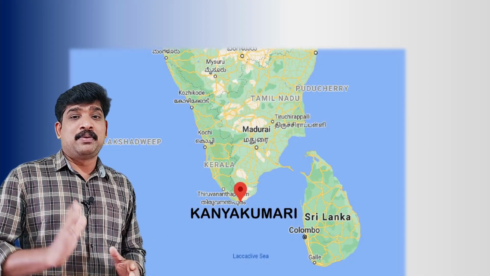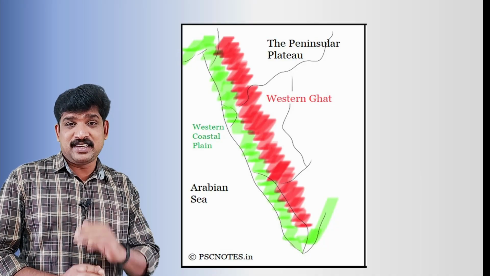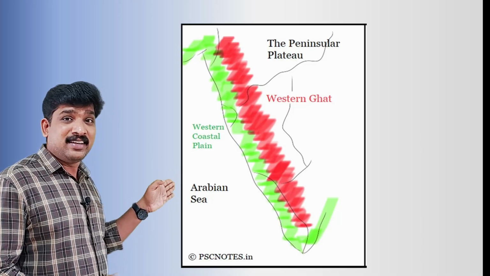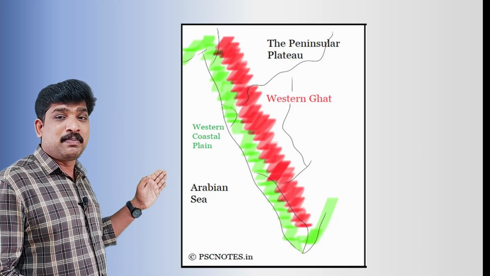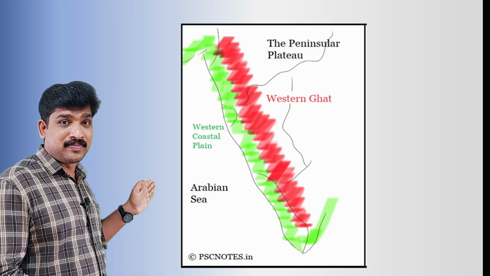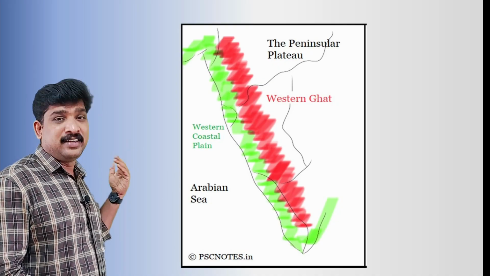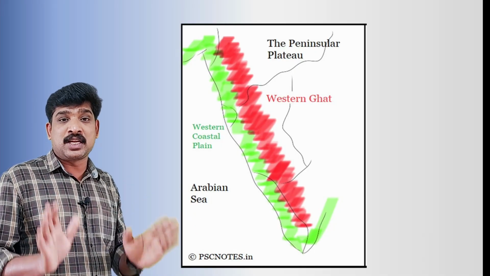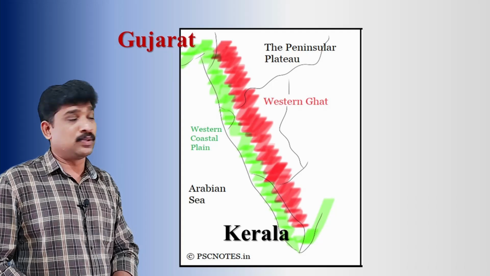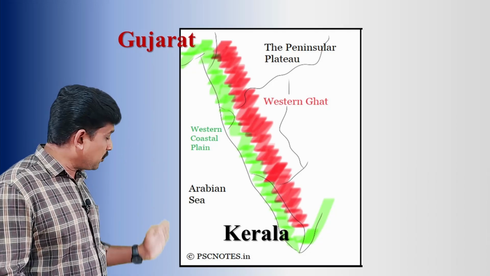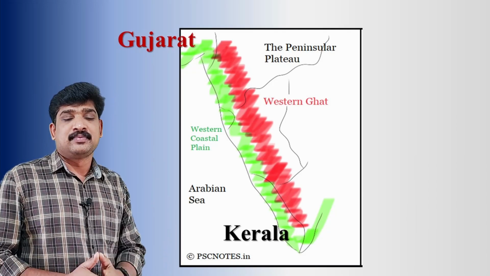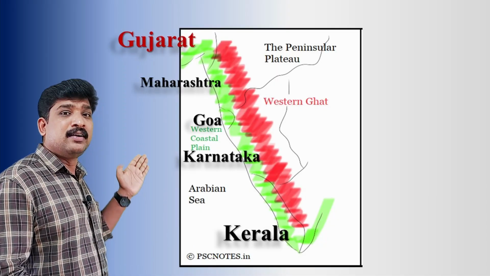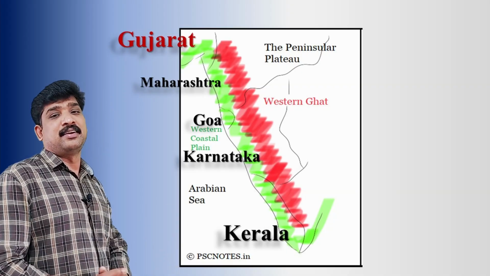The western coastal plain lies between the Western Ghats and the Arabian Sea. See, the Western Ghats are marked in red and the western coastal plains are marked in green color. And towards the west of that, it is the Arabian Sea. The coastal plains extend from Gujarat in the north to Kerala in the south. At the top it is Gujarat and at the bottom it is Kerala. They cover the states of Maharashtra, Goa, Karnataka and Kerala.